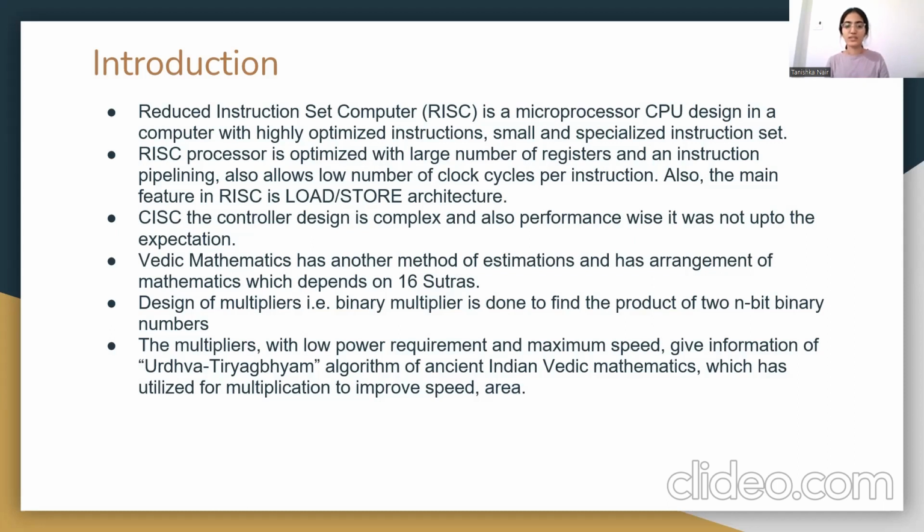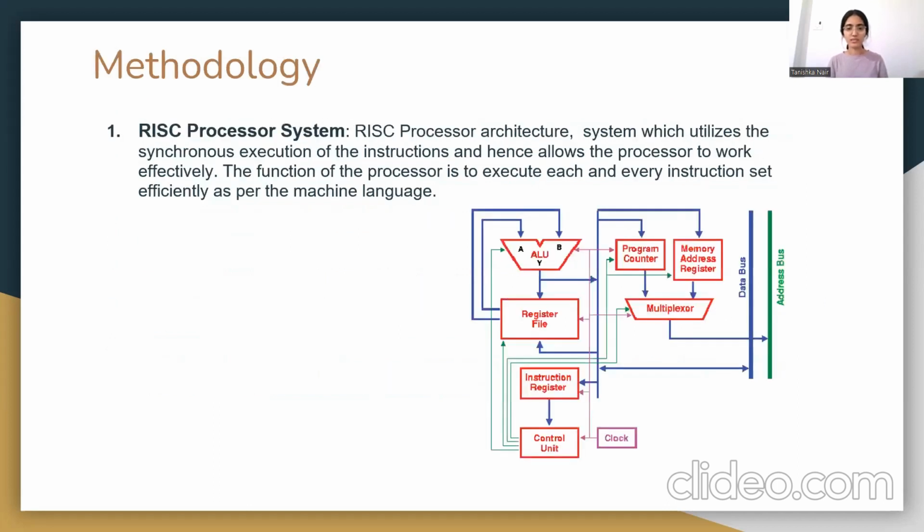Hence, the key features of the designed RISC processor are improvement in speed of operation, reduction in power utilization, and it utilizes less area. This is the brief explanation of a RISC processor system. So as you can see in the diagram, it explains the RISC processor system, and the components of a RISC processor will be explained by Harsh.